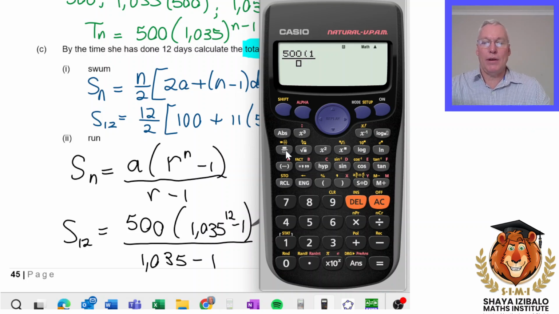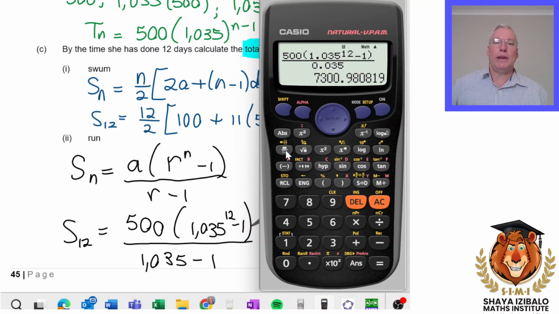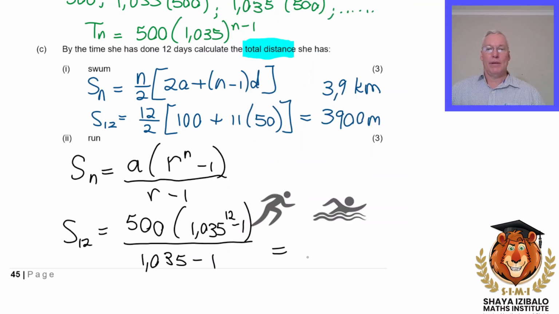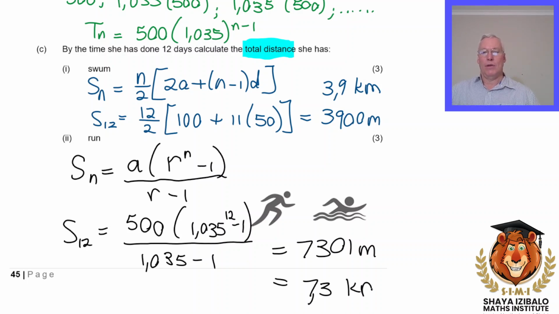Brackets. 1.035 to the power of 12 minus 1, divided by 0.035, and we get 7300.98. Basically 7,300 meters, 7,301 meters. And that in fact could be written as 7.3 kilometers.